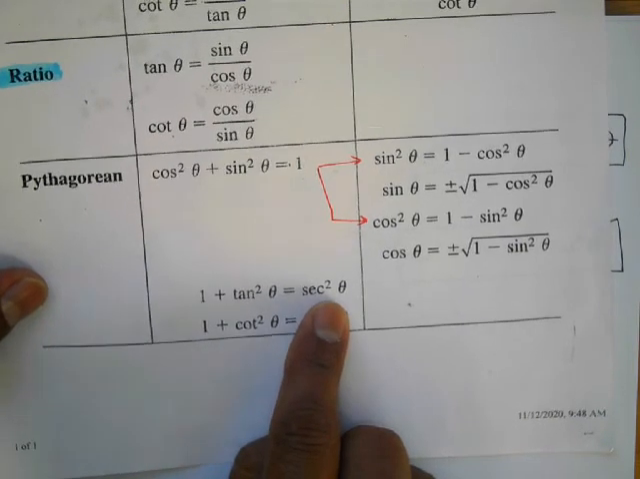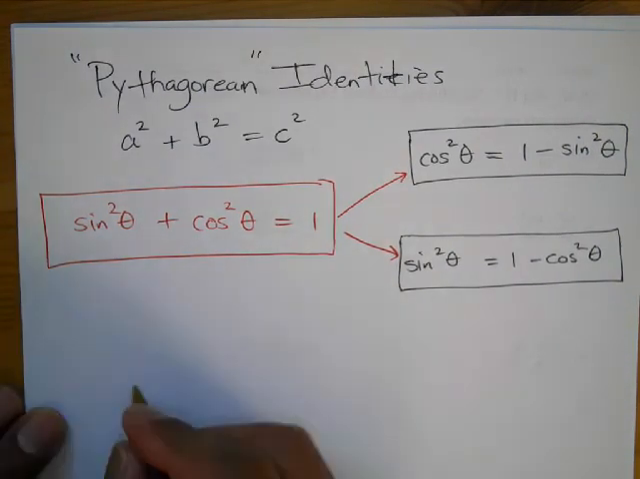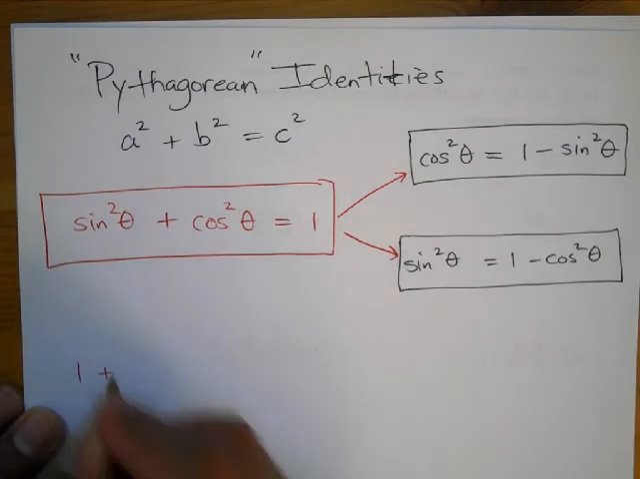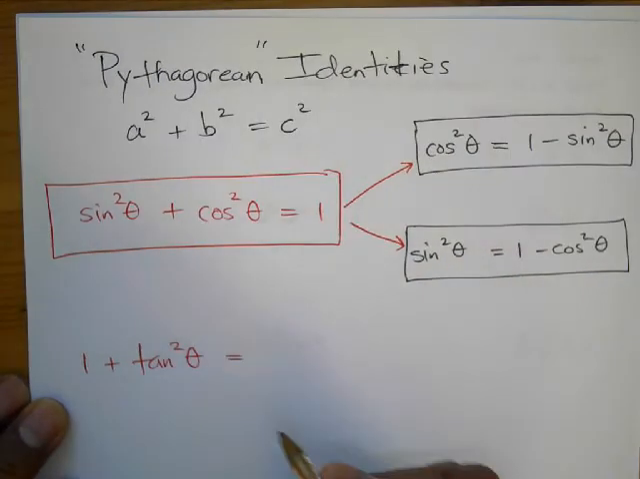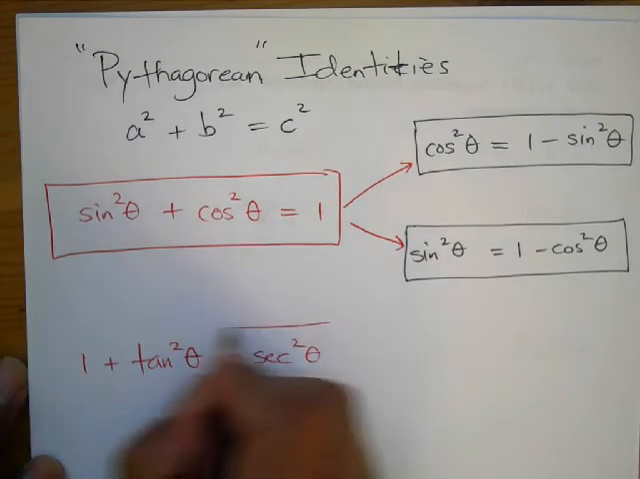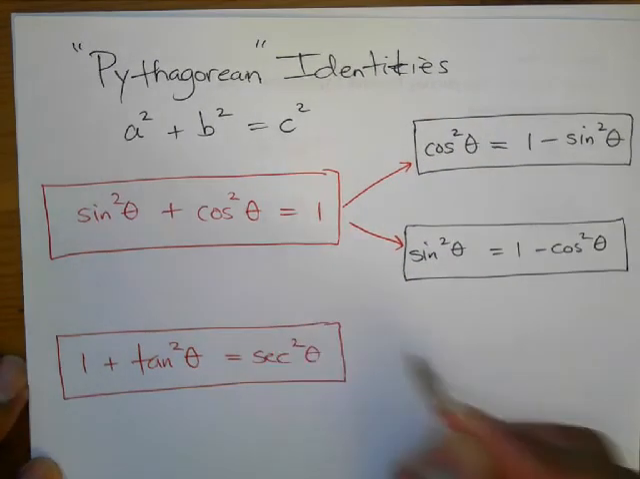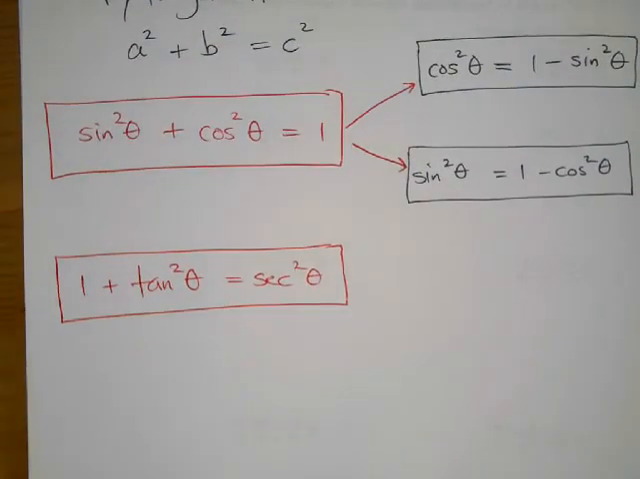Well, let's see. You know what? I'll keep it the same. From this one, it's what? 1 plus tangent squared is equal to what? Secant squared. Okay, that's another one. Right, that's another one here.